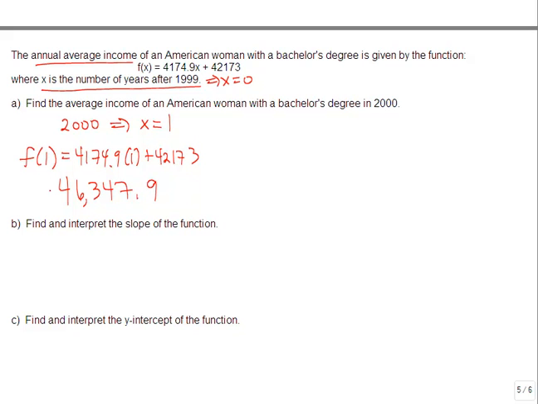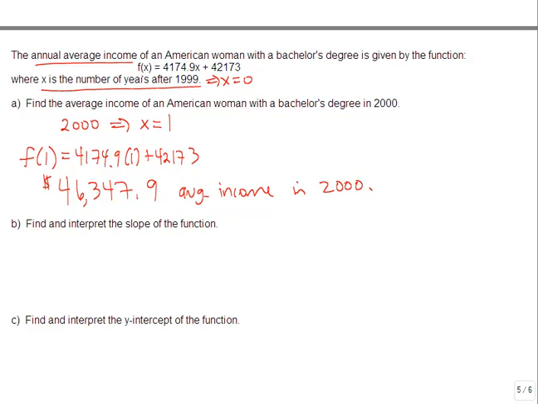So I'm going to put a comma in here and a dollar sign on there. So this means that the average income is $46,000 and change in the year 2000. That's what we just found. Okay, so now part B, find and interpret the slope of this function.